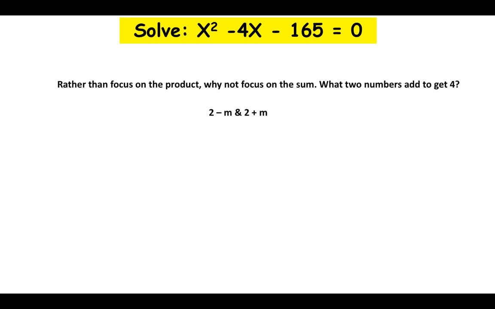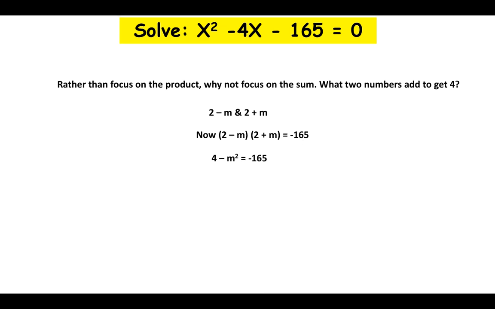4. So it doesn't matter what m is. This concept makes sure that the two numbers will always add to 4. We only need to find out what m is. Now, to keep it going, we need to know the specific m that, when the two numbers are multiplied together, gives us minus 165. With me? Stay with me.